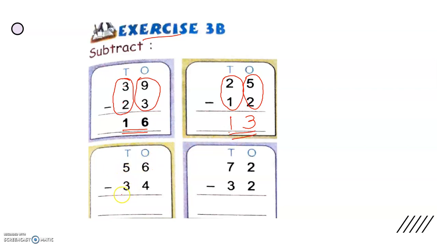Next, 56 minus 34. First you have to subtract 6 and 4. 6 minus 4 is 2. And tens place digits 5 minus 3 is again 2. So our answer is 22. Similarly, we can also do 72 minus 32: 7 minus 3 is 4, so 40. So our answer is 40.